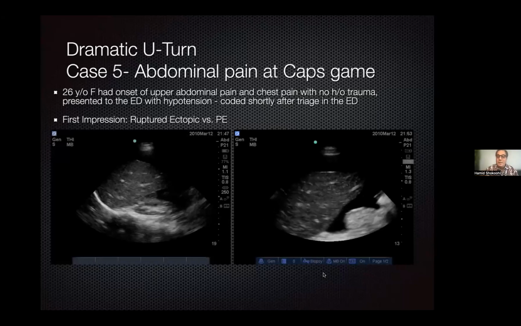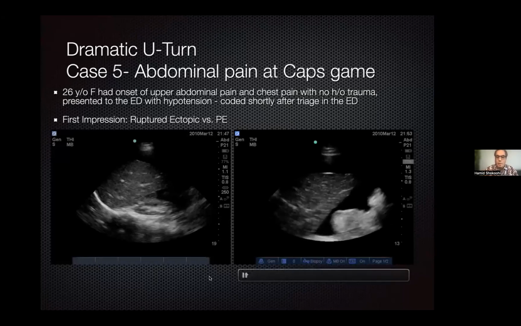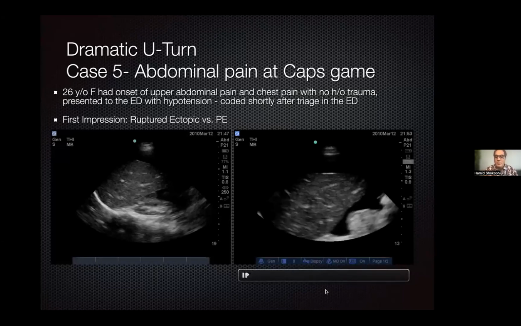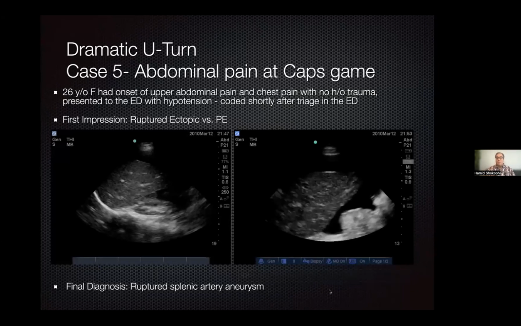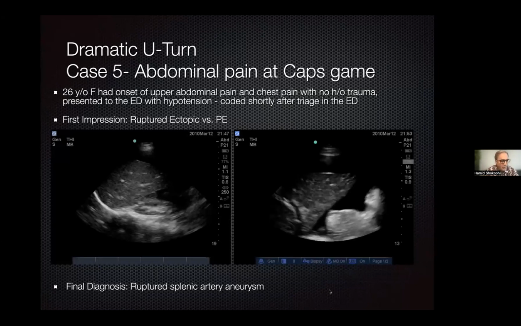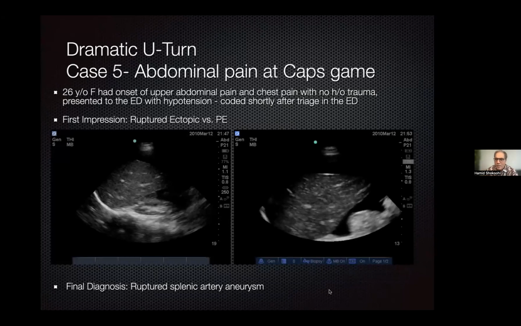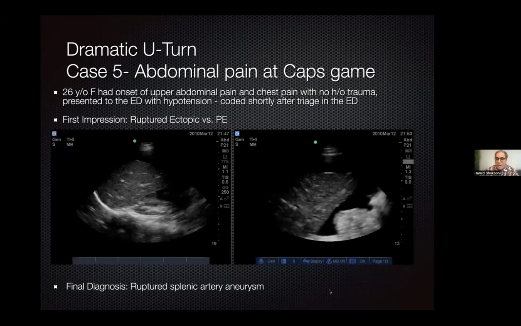But at the same time, when we look at the aorta as part of the protocol, we see the aorta is super narrow, super small. This patient has a ruptured splenic artery aneurysm. That is rare. Normally you see it in pregnant patients. At the time that I saw this one, I think more than 100 cases of splenic artery aneurysm had been reported, and 60 of them were reported in autopsy.